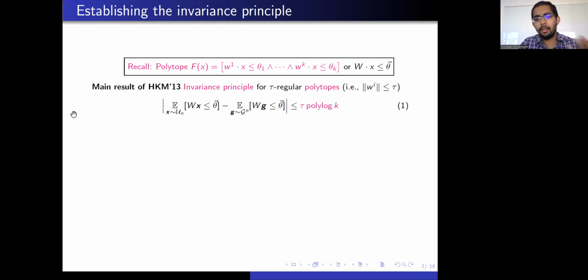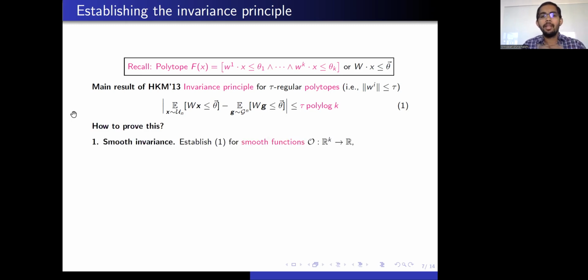And let me first sketch for you in the next couple of slides how they prove this theorem. So the first thing that they do is they prove this thing called the smooth invariance theorem. The point is they prove a weaker version of 1. What I mean by a weaker version of 1 is they first start with a smooth function O that takes R^k to R. And they say, okay, fine, let's just evaluate Wx.